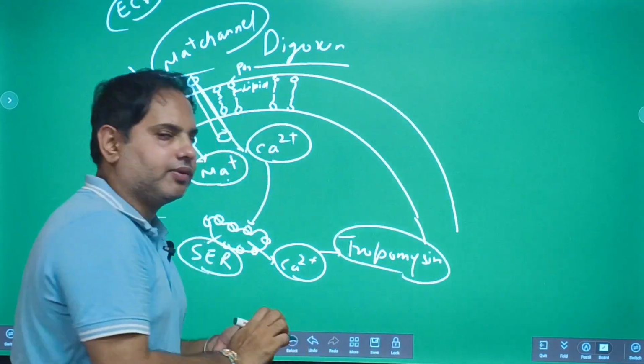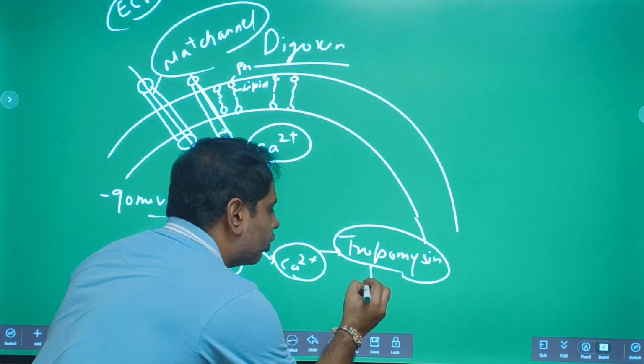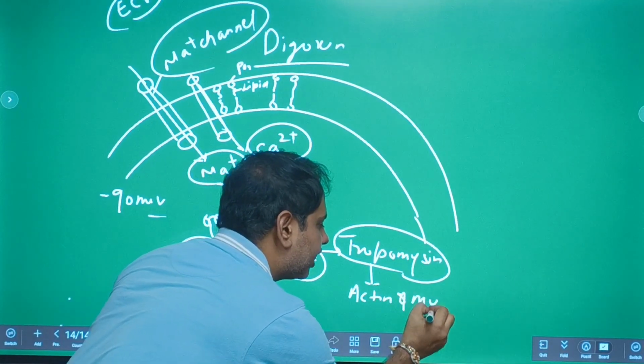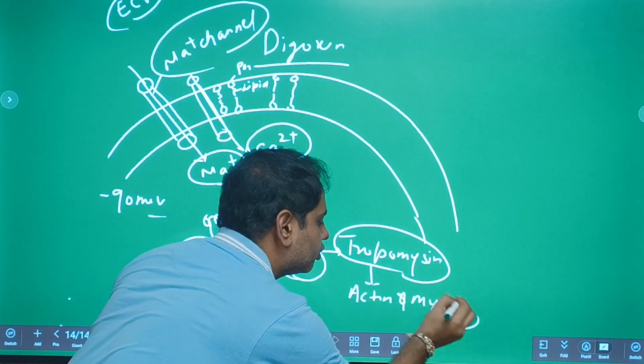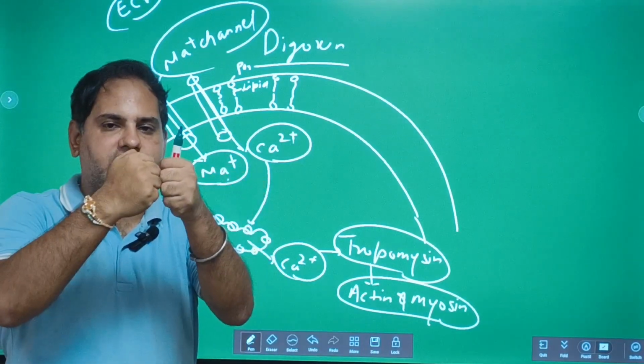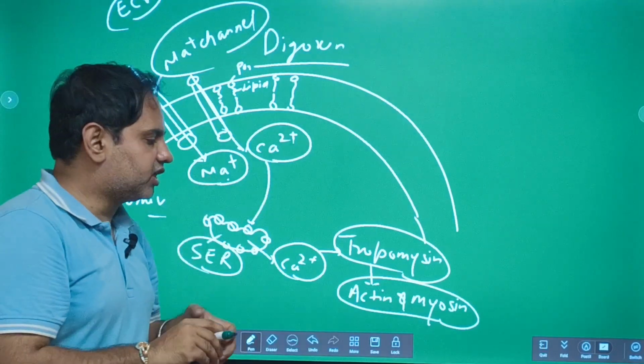And when your calcium binds with the tropomyosin proteins, what is going to happen is that your actin and myosin filaments are going to interact with each other. Actin and myosin, these are the contractile proteins. When actin and myosin interact with each other, it will result in the contraction of the ventricles, right? So this is the process.